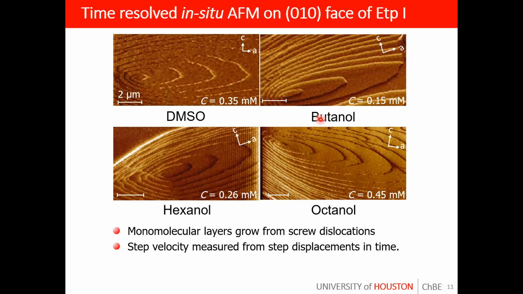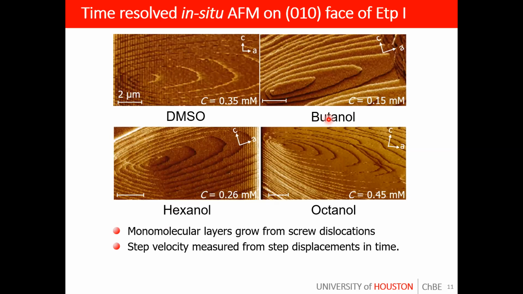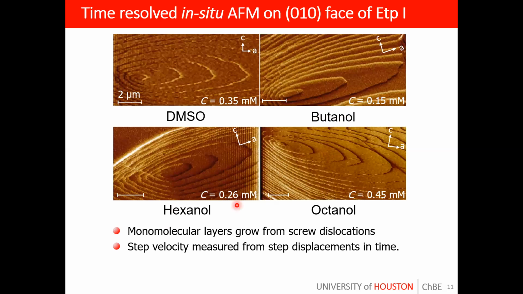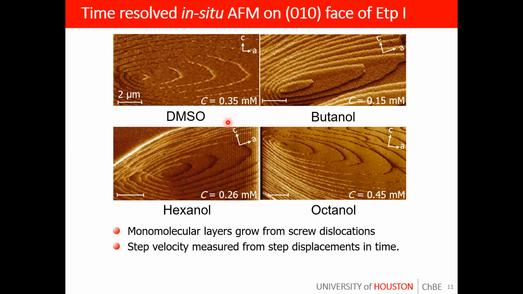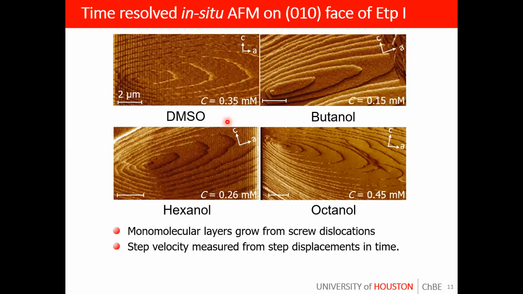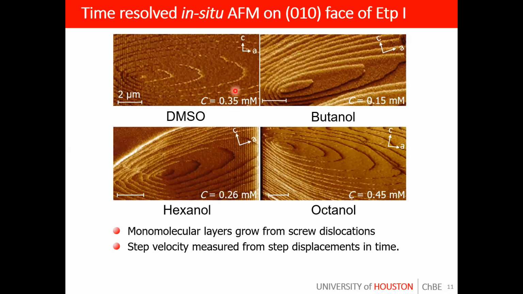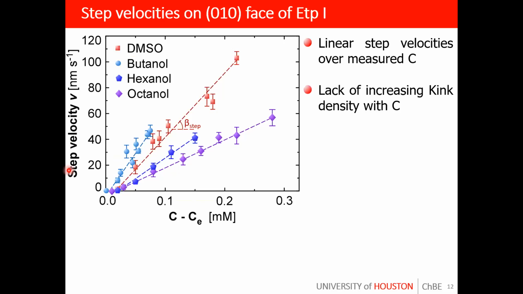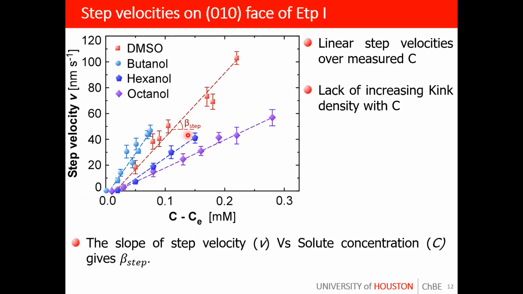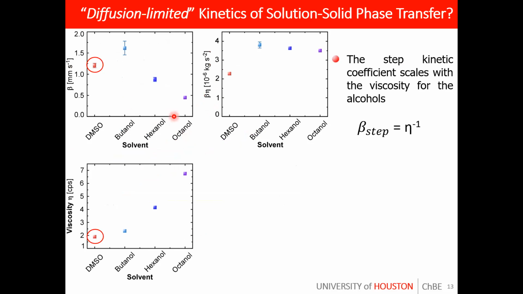Now, an important thing is in the alcohols with increasing alkyl chain length from butanol, hexanol, octanol, the solvent viscosities increase, and DMSO is the smallest molecule and it has the lowest viscosity. So we monitor this step displacement in time and we measure the step velocities. So these are the step velocity variation with solution supersaturation. They are all linear, and the slope of these curves gives us the step kinetic coefficient. Now, this is a comparison of step kinetic coefficients that we obtained for different solvents.